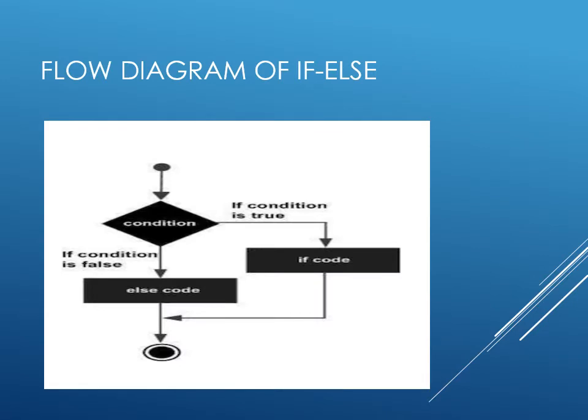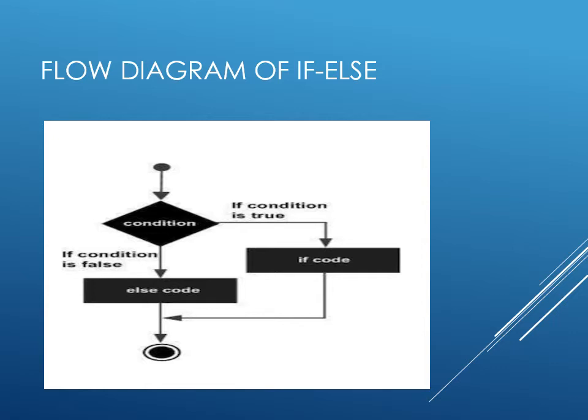Now this is the flow diagram of if else statements. The control will first check the condition of the if statement. If the condition is true, then the if code will be executed. After the execution of the if code, it will end this program.